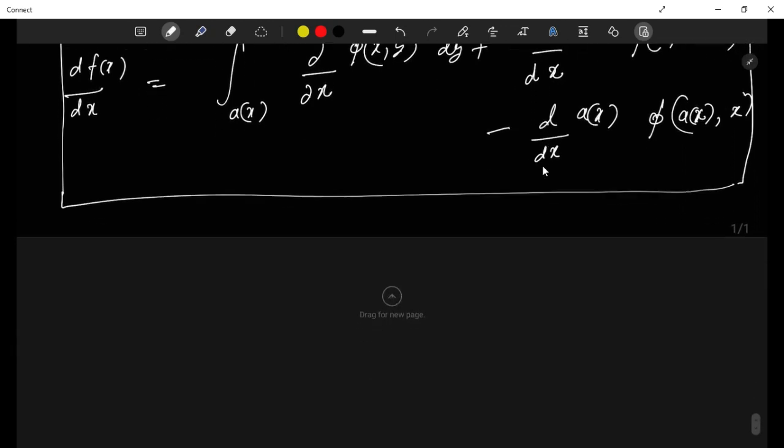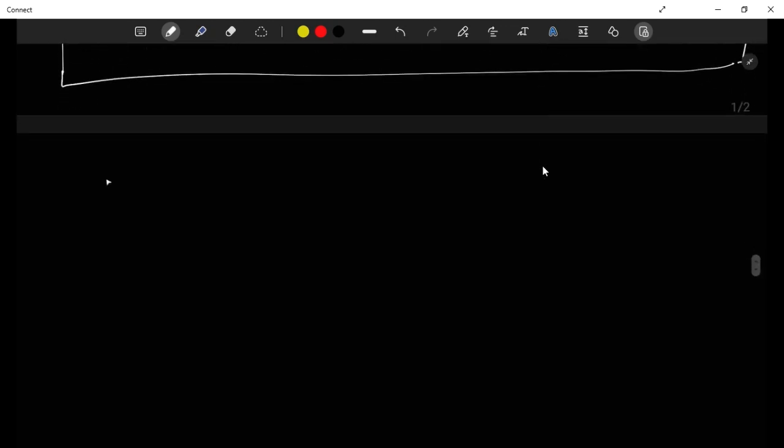Okay. So let me tell you one more thing, some properties of the error function. The error function looks like 0 to infinity, sorry, 0 to x. So this is defined in this way.